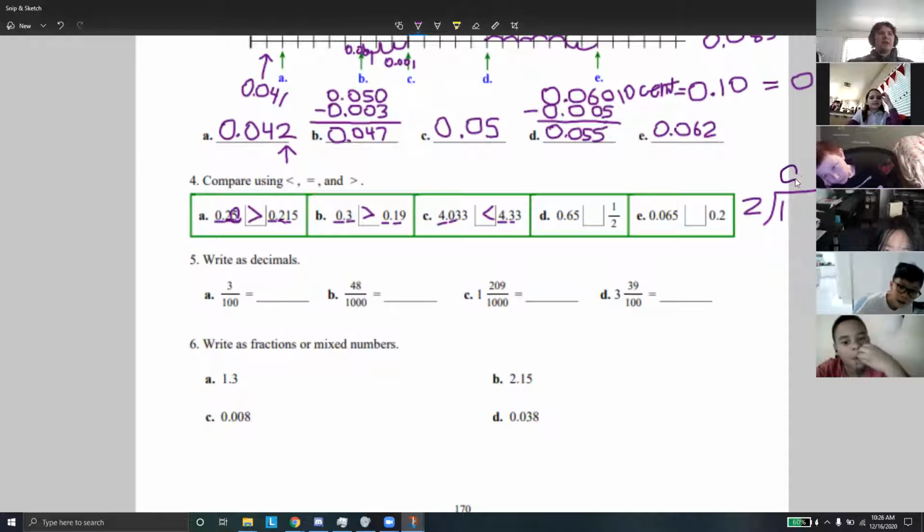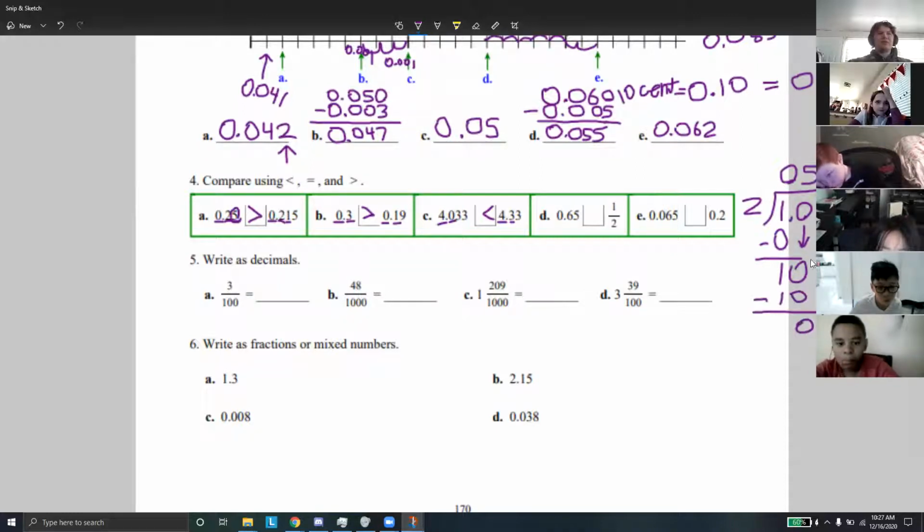2 goes into 1, can't do that. Drop the 1. Okay, now we do decimal 0. 2 goes into 10. Wait, whoops, 1 minus 1 is 0. There you go. 2 goes into 10 five times. 5 times 2 is 10. Perfect. Remainder 0.